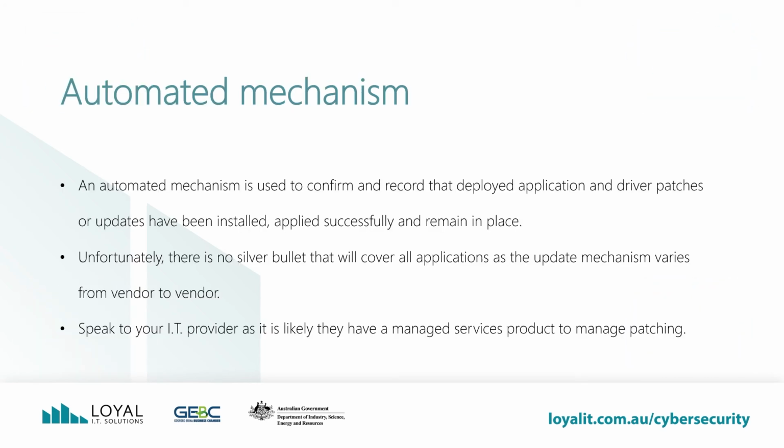The Essential 8 Maturity Level 3 asks that there is an automated mechanism to update applications on your network. An automated mechanism is used to confirm and record that deployed application and driver patches or updates have been installed, applied successfully, and remain in place. Unfortunately, there's no silver bullet that will cover all applications, as the update mechanism varies from vendor to vendor. Speak to your IT provider, as it is likely they have a managed services product to help manage patching. Some applications may be included in this product, but it will not be comprehensive. In this situation, a manual inventory and audit is required to keep all applications up to date.